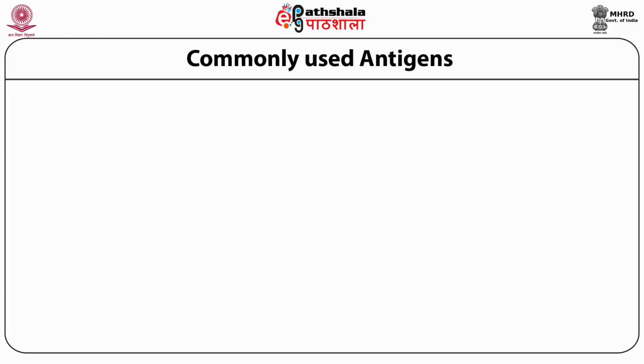Some antigens are commonly used in experimental immunology, as these are relatively cheap and are available in pure form and large quantities. Let us have a look at the commonly used antigens. This list consists of some commonly used antigens in experimental immunology.